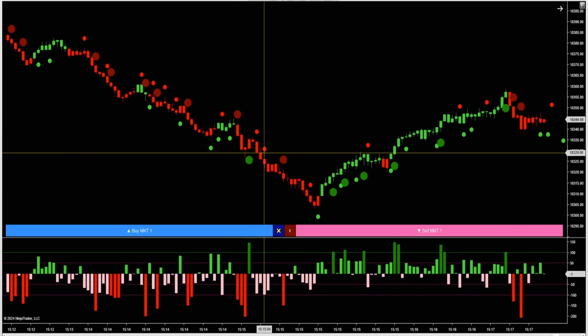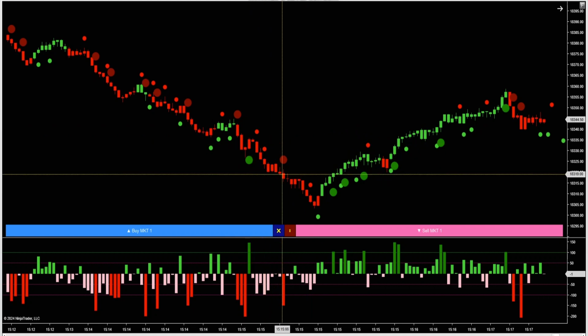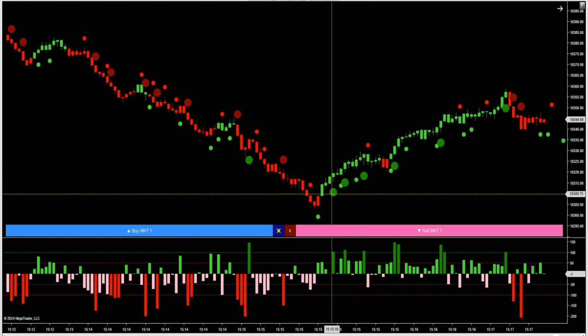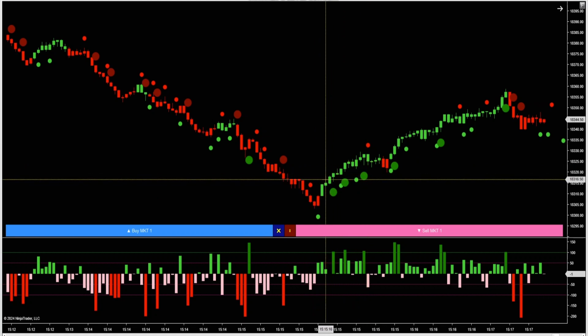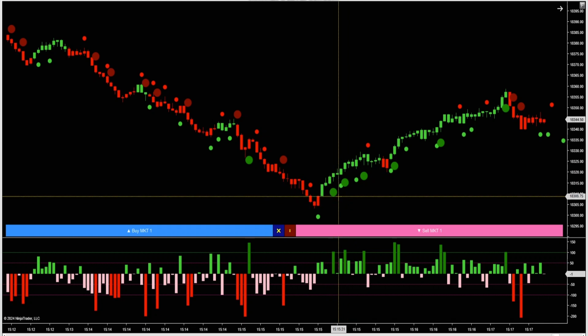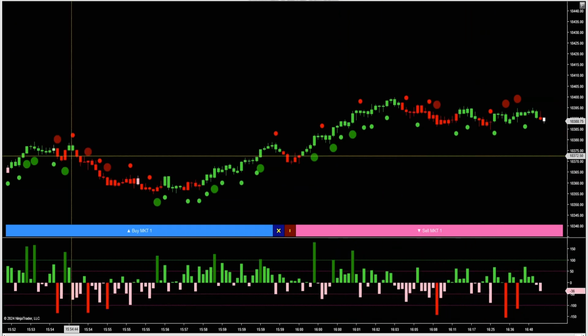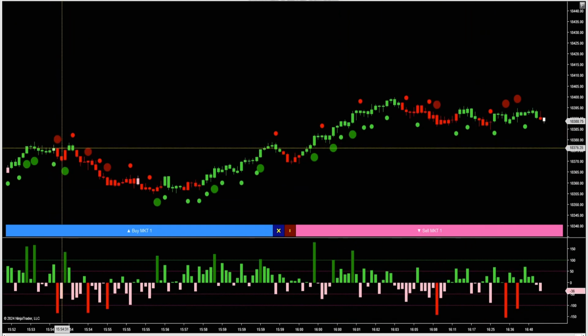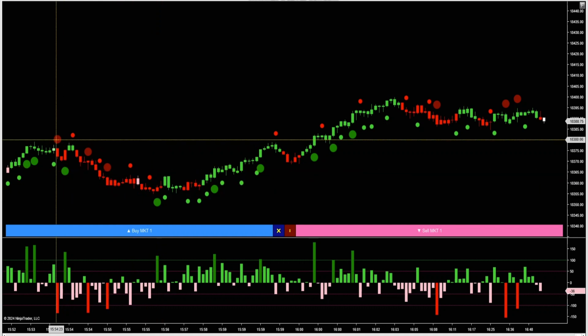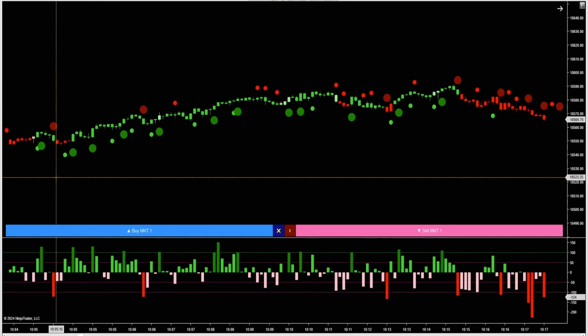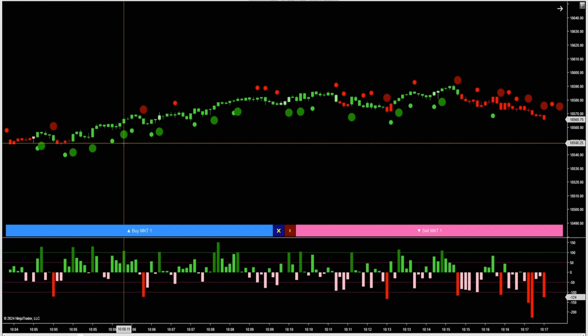Definitely love this combo of the solar wind and the volume delta. Like to have both going in the same direction. Here we get some strong delta and a green solar wind. And that's when we start to make a nice retracement. Here's towards the end of the day, 3:50. Just follow the bubbles.